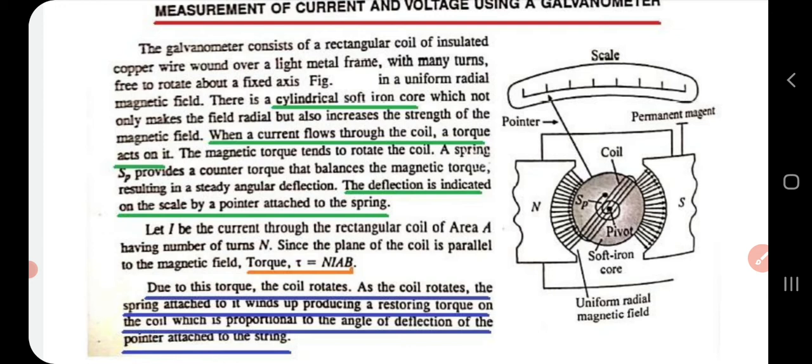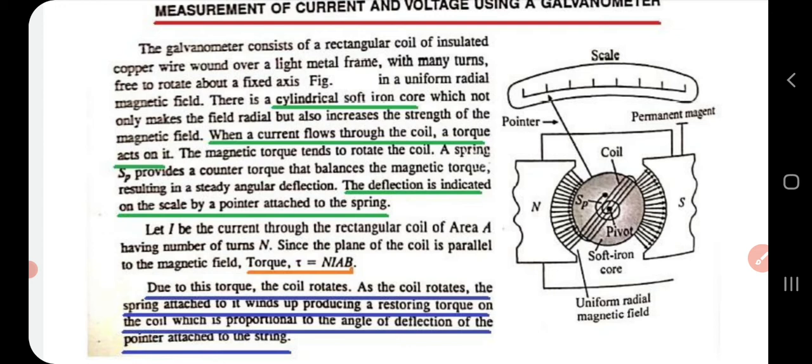A galvanometer consists of a rectangular coil of insulated copper wire which is wound over a light metal frame with many turns, which is free to rotate about a fixed axis in the presence of a magnetic field. It has a cylindrical soft iron core, and it is mainly used to make the field radial, or to increase the strength of the magnetic field. So let us see what happens when current flows.